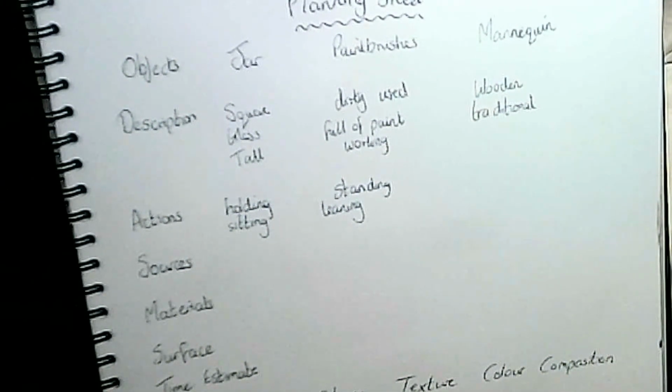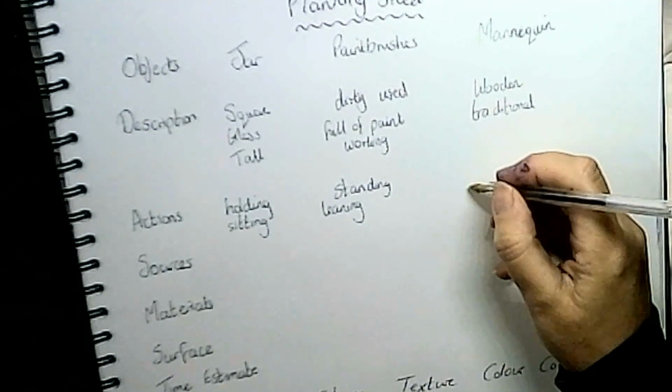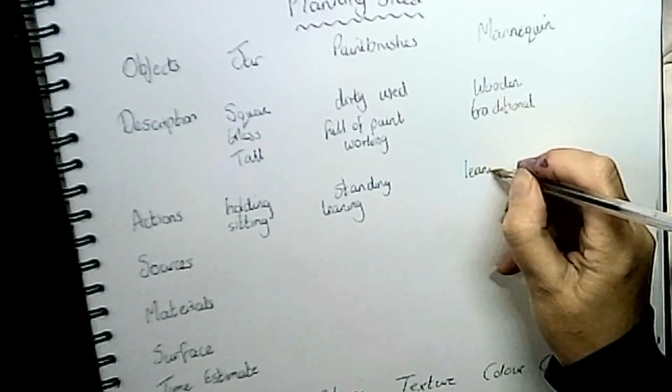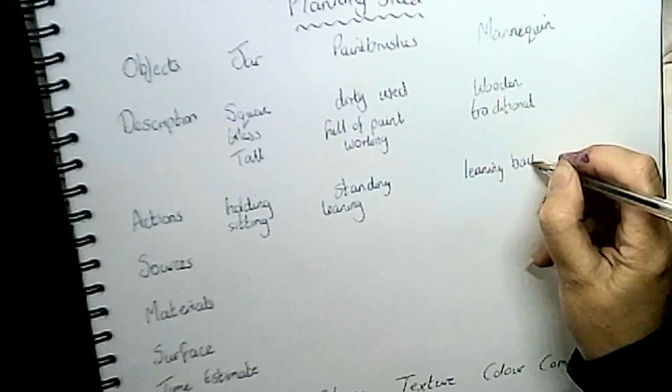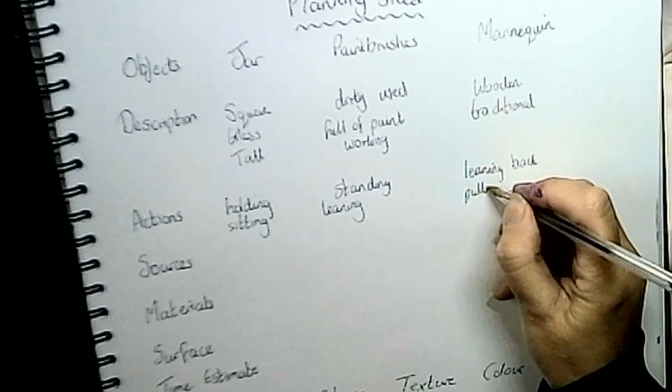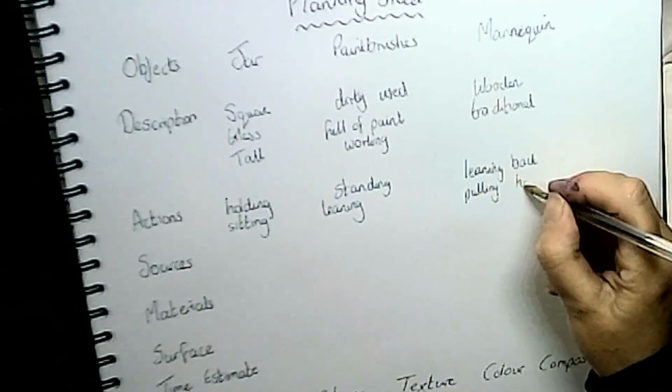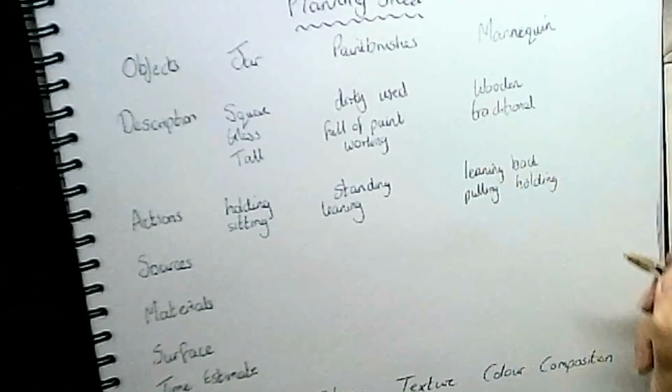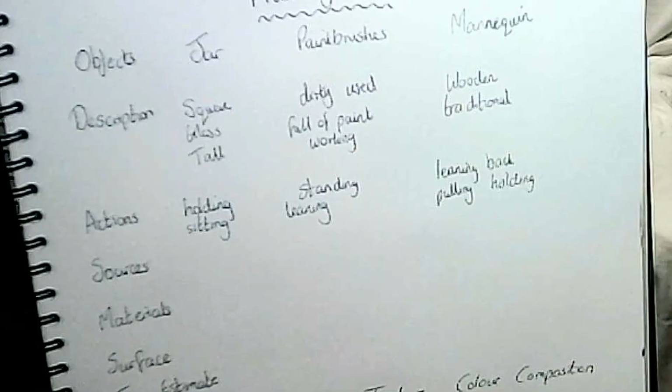And what about the mannequin? What is the mannequin doing? The mannequin is leaning back, pulling on a paintbrush, holding the paintbrush. So I didn't set up this still life and then start thinking about the actions. I actually had the actions in my head whilst I was setting the still life up. So I was thinking, what do I want these objects to be doing within the still life?